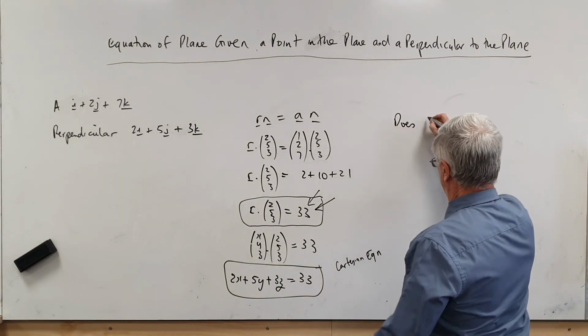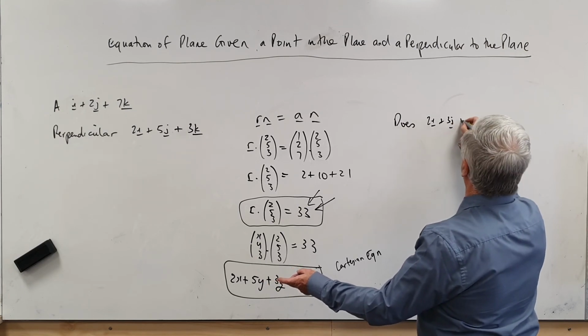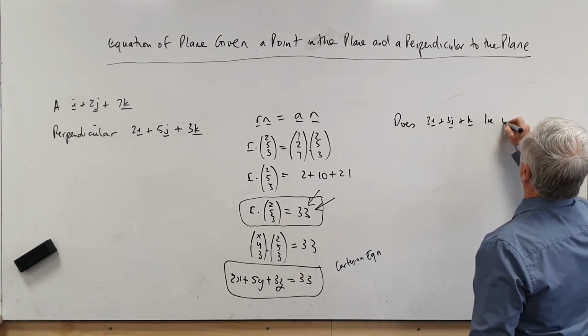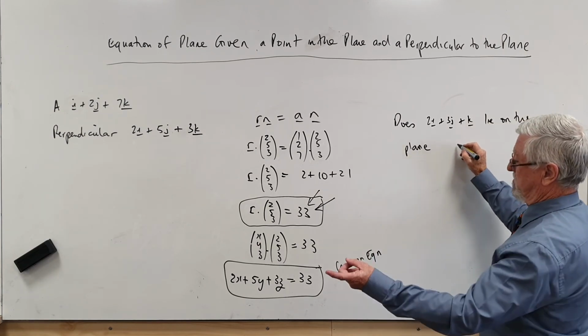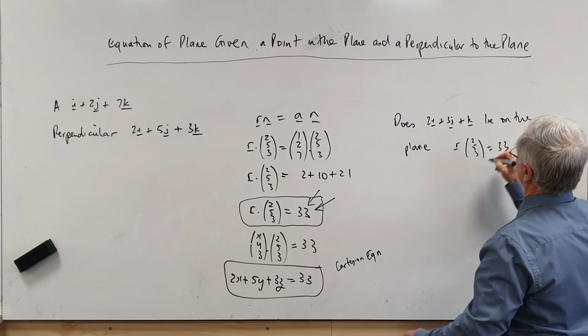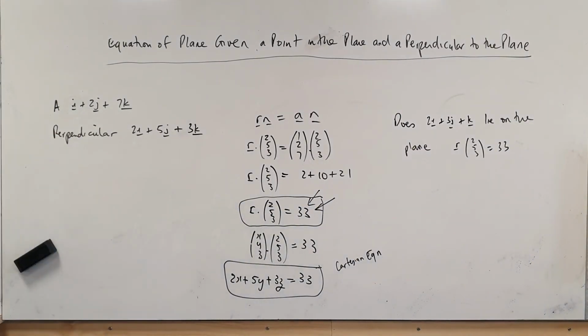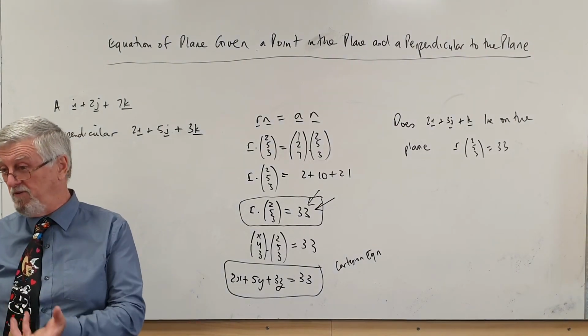Does 2i plus 3j plus k lie on the plane? Perfect question. R dot 2, 5, 3 equals 33. Does that point lie on that plane? Wouldn't it be incredible if I just fluked it?